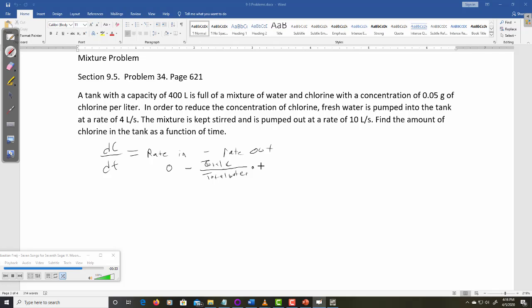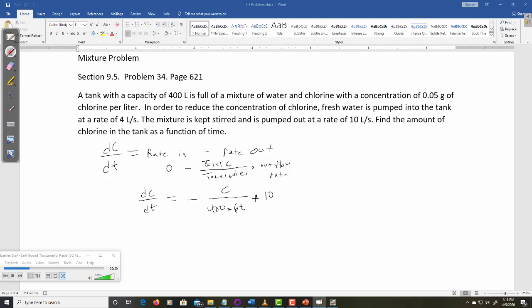Times outflow rate. So, minus the total chlorine, well, we just call that C, over the total water. Well, we had 400 liters. We're getting liquid in at 4 liters per second. We're losing it at 10, so minus 6t, where t is the number of seconds. All right, times the outflow rate, well, that's then times 10. So that's the rate of change of the chlorine, dC/dt.